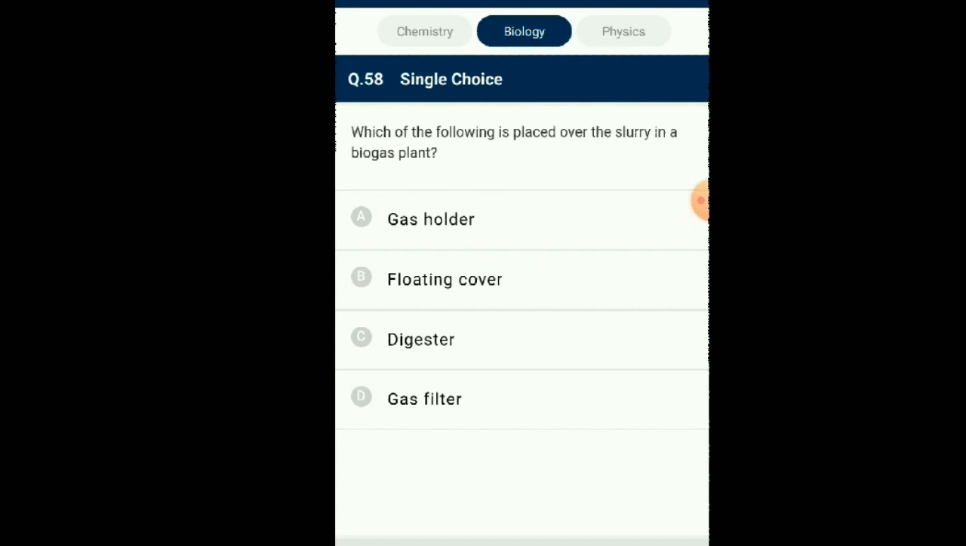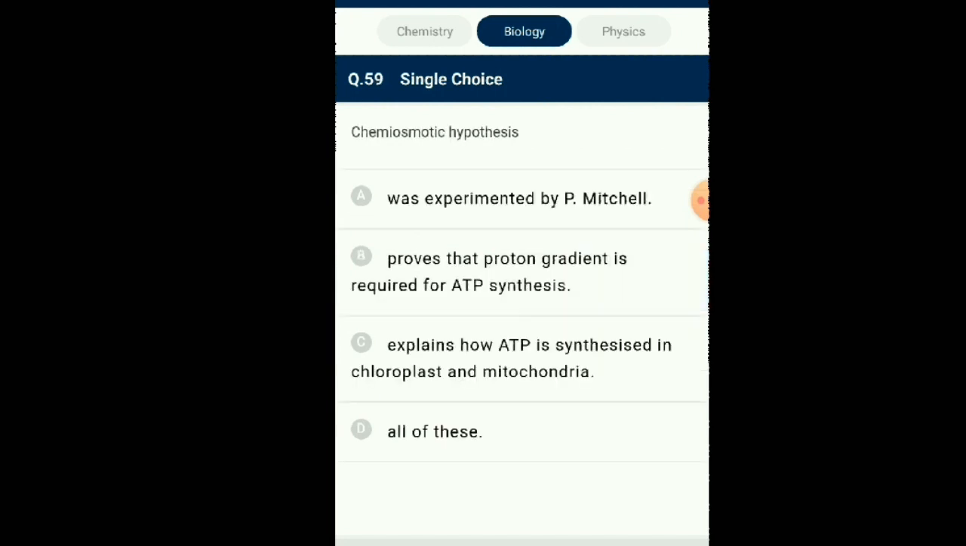A floating cover is placed over the slurry, which keeps on rising as gas is produced in the tank due to microbial activity. This is also called the gas holder. It has an outlet which is connected to a pipe to supply biogas to nearby houses. The answer for this question is option B, floating cover.